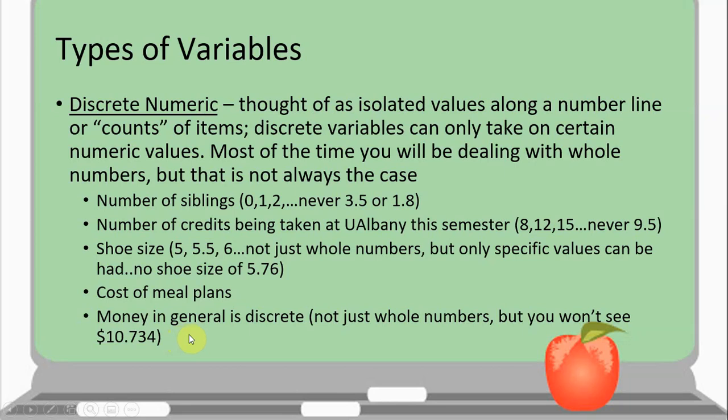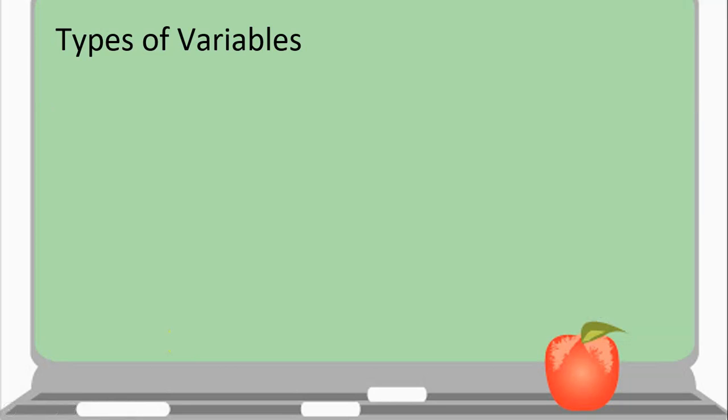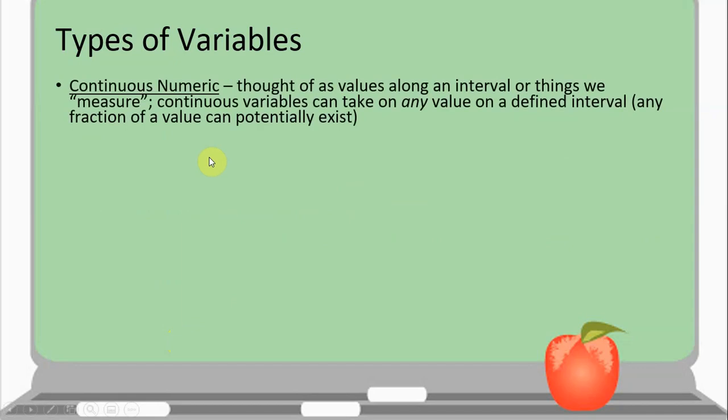And to contrast that, we have continuous numeric. Whereas discrete is thought of as things we count or specific values on a number line, continuous data is thought of as values along an interval or things we measure. Continuous variables can take on any value on a defined interval.